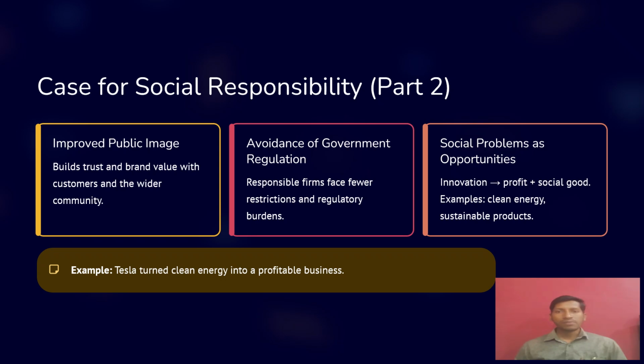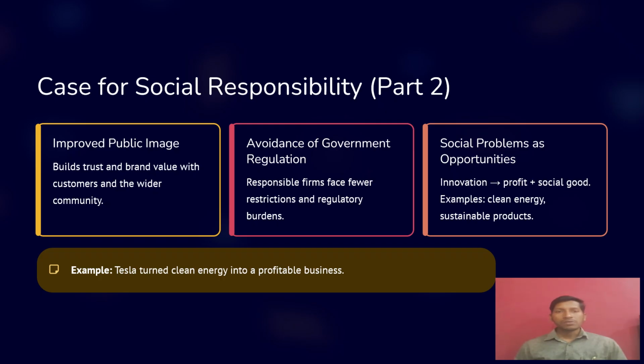Fourth, and very importantly, it is avoidance of government regulations. When businesses behave responsibly on their own, the government does not feel the need to step in with a strict, costly law. Regulations often restrict the freedom of a manager to make decisions. Therefore, staying ahead of social issues keeps the government at a distance.